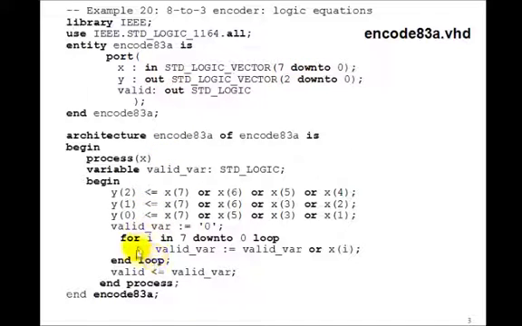So we can do this by making a for loop, for I in 7 down to 0 loop. Valid variable equals valid variable ORed with xi. So the first time through the loop we'll OR it with, in this case, x7, then x6, x5, all the way down to x0. If any of them are 1, then valid variable will be 1. Notice that we must use a variable here, and remember that variables get evaluated immediately using this equal assignment. So valid variable will be 1 if any of the inputs are 1, and so we'll just set the output valid to that valid variable.